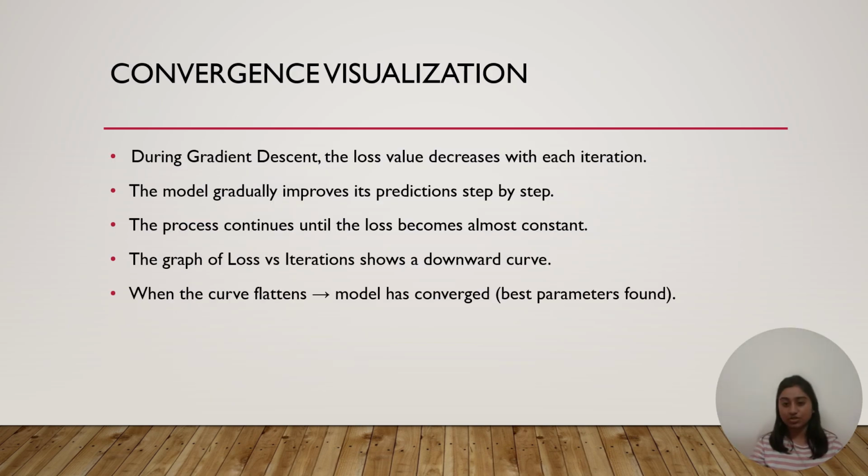Convergence visualization. During the gradient descent process, you will notice the loss value keeps decreasing with every iteration. At the beginning, the loss drops quickly because the line is improving fast. As we get closer to the best fit, the changes become smaller and smaller. Finally, the loss curve flattens, meaning the model has converged or reached its minimum error. On a graph, this looks like a downward curve that slowly levels out. This is how we know the model has learned successfully.